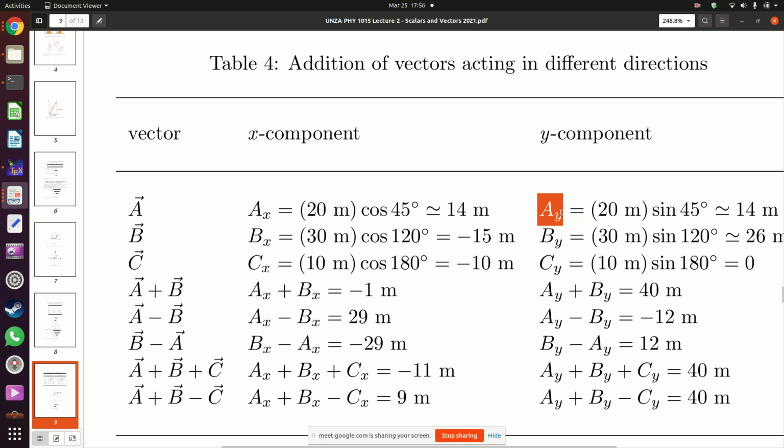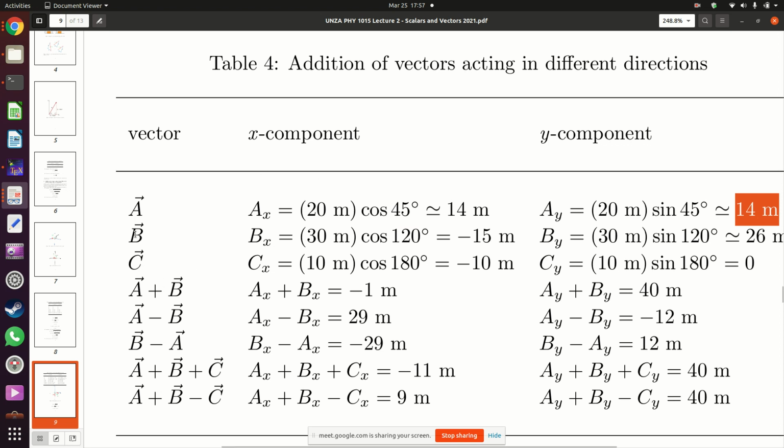Then again, we move on to AY. How much is vector A along the y-axis? That is going to be A sine theta. So the size of the vector, 20 meters, multiplied by sine 45 degrees, and this gives you 14 meters. So at an angle of 45 degrees, the vector A along the x-axis is 14 meters, along the y-axis is also 14 meters. This is quite interesting to note.